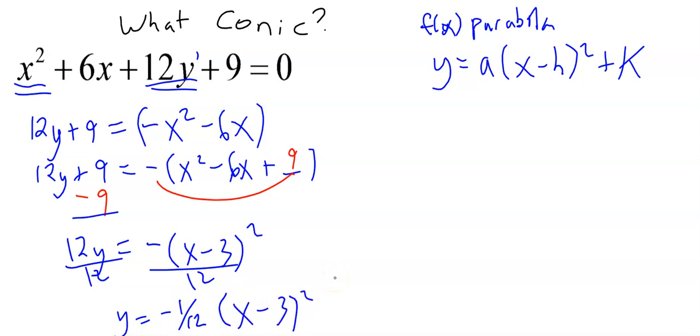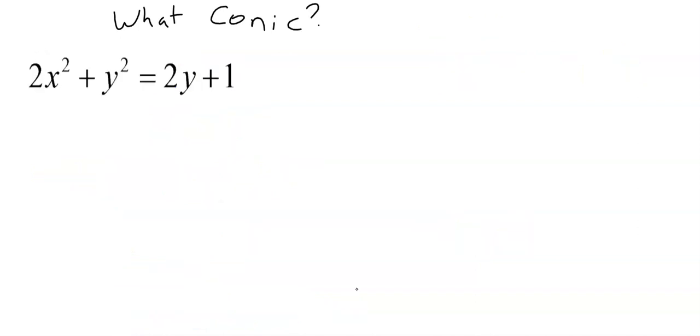So this is an f of x parabola. The vertex would be at 3, 0, because this is like plus k here. This is like plus 0 for your k value. And so you've got your vertex, you could graph or whatever you need to. The big thing is get it in the right form and figure out what conic it is in this type of situation.